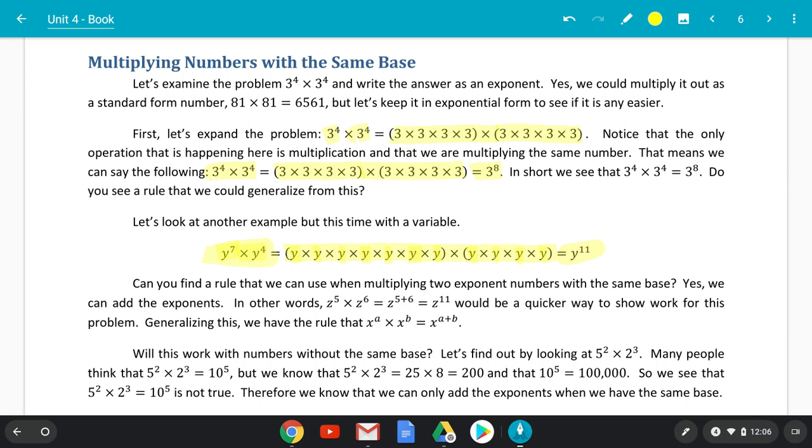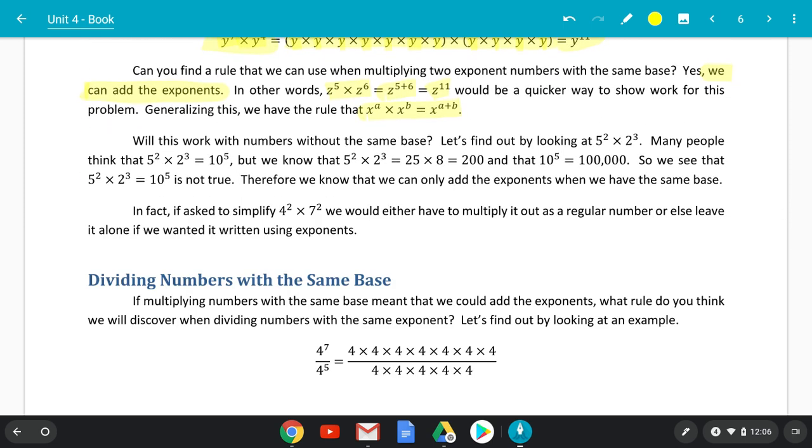Can you find a rule that we can use when multiplying two exponent numbers with the same base? Yes. We can add the exponents. In other words, z to the 5th times z to the 6th is z to the 5 plus 6, which is z to the 11th. Would it be a quicker way to show your work for this problem, generalizing this? We could say that we have the rule that x to the a times x to the b equals x to the a plus b.